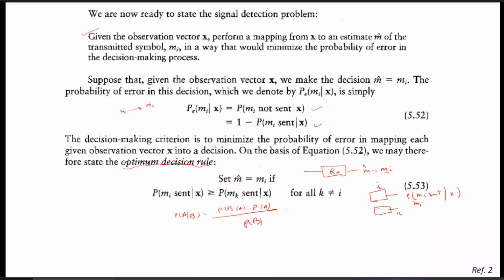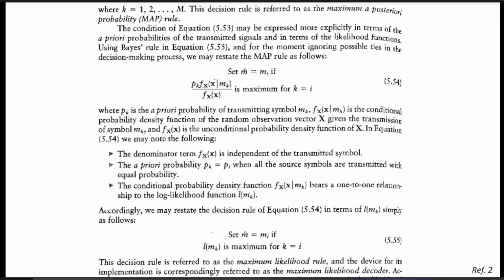If I'm able to calculate the maximum value of this, then the receiver will decide that the estimated value is nothing but mi, which is our aim, to estimate. So this rule is called the maximum a posteriori probability rule. And now you can see this pk.